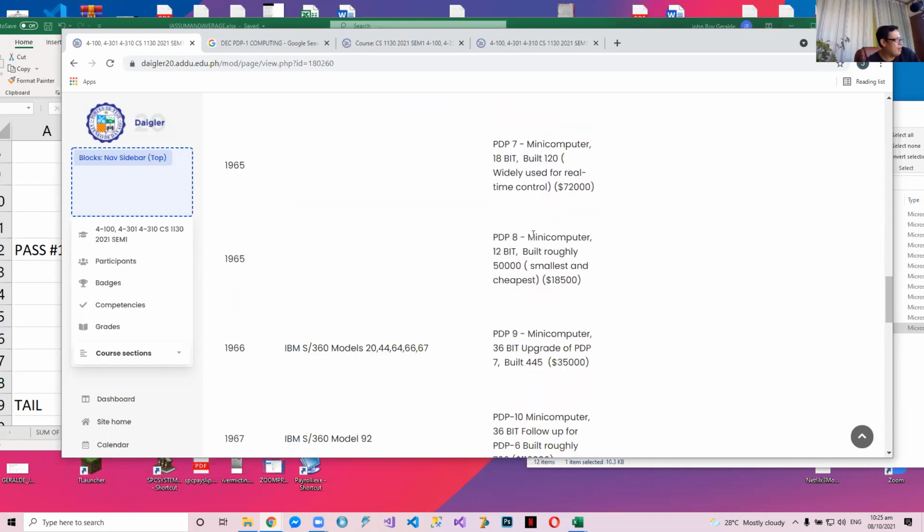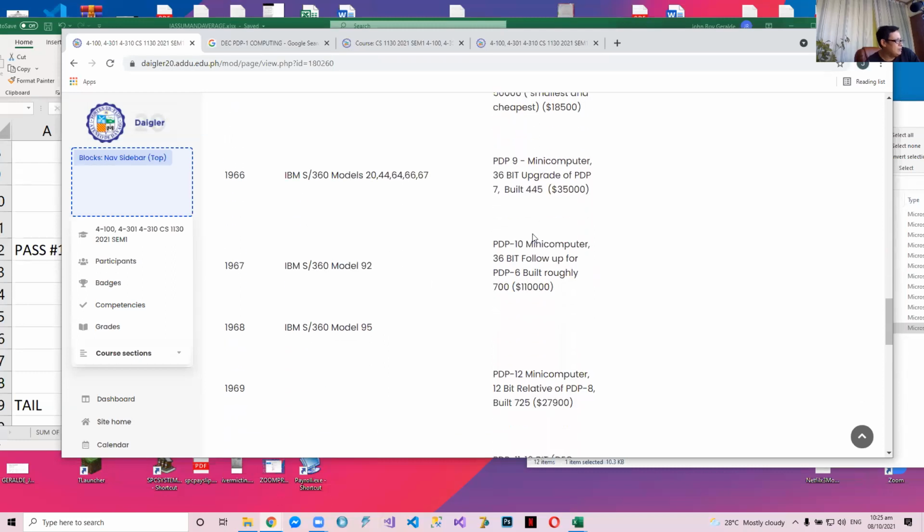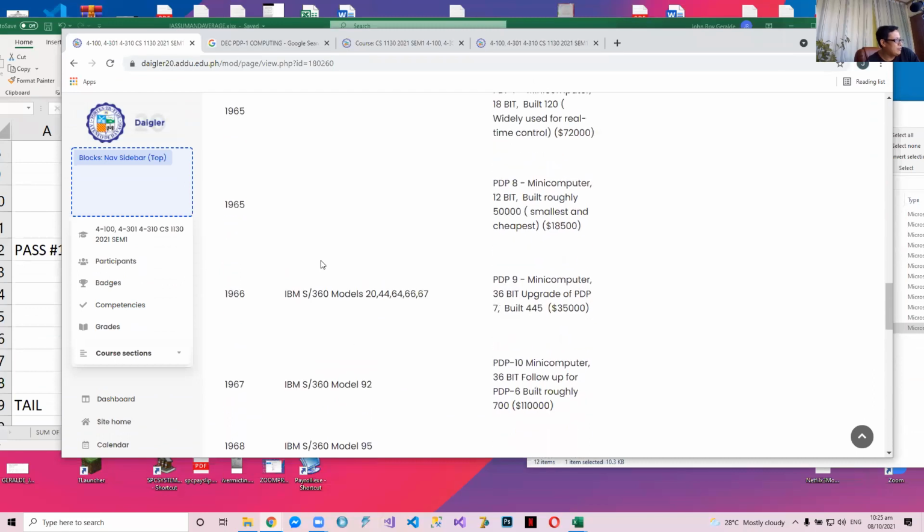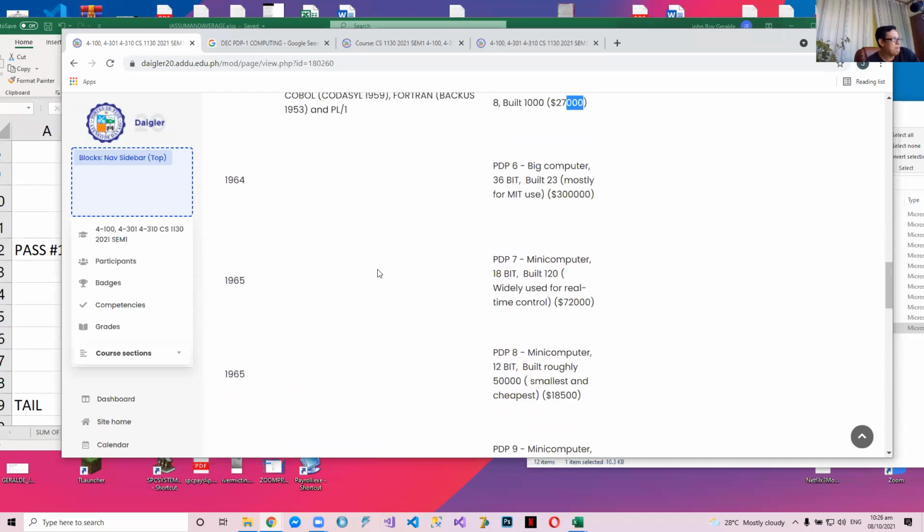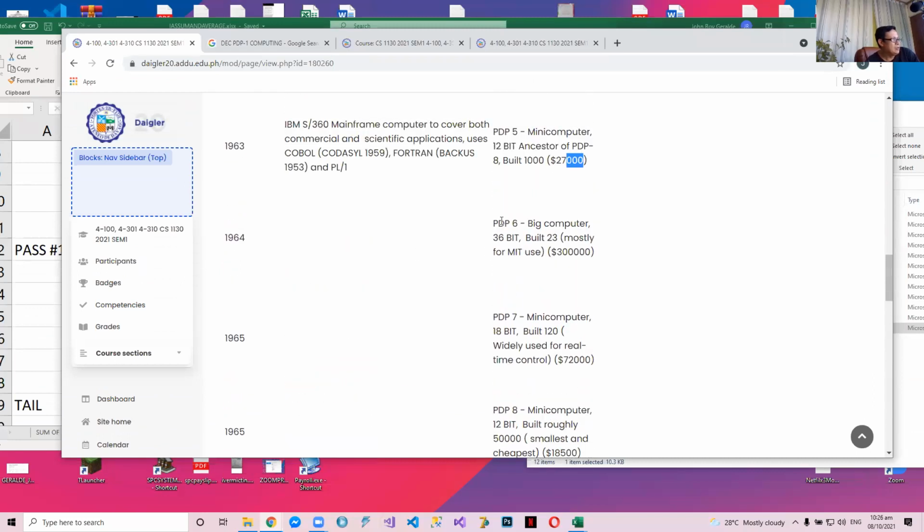1964 to 1965, to 1967, no? Even to 1969, no? IBM just developed updated versions of the S360. So in 1964, PDP tried to compete with IBM.